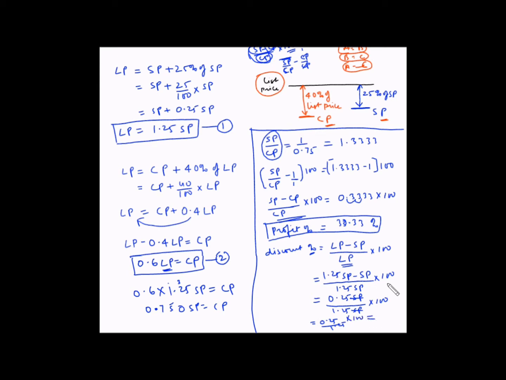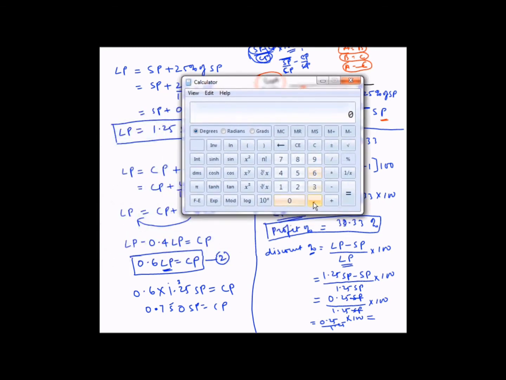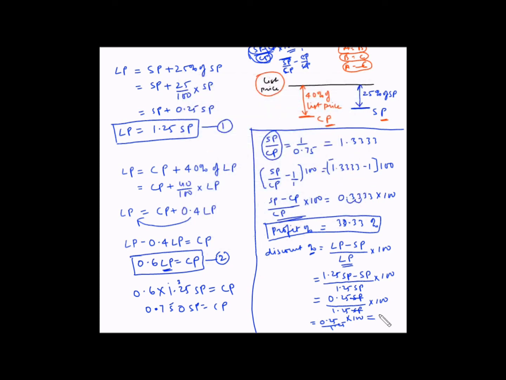So let me pull my calculator here. So we have 0.25 divided by 1.25 multiplied by 100. So that is 20. So the discount percentage is 20%. So this is the discount and this is the profit percent.